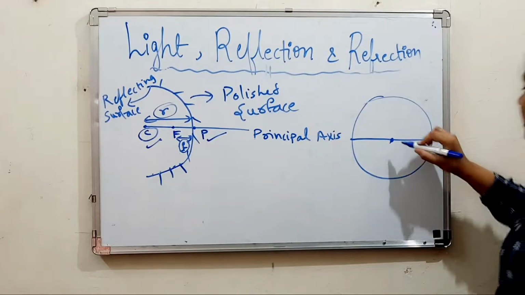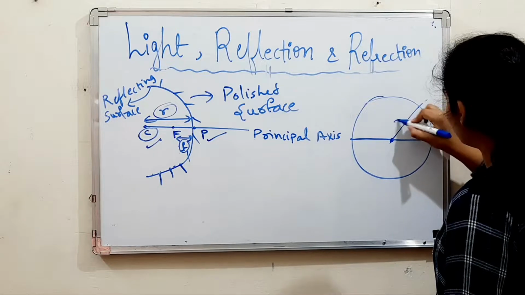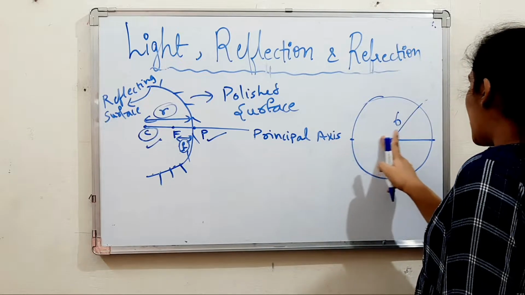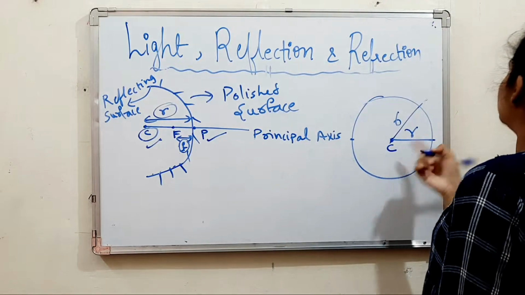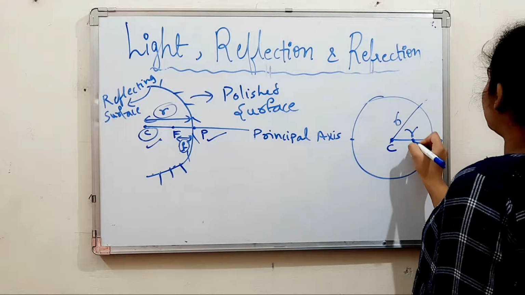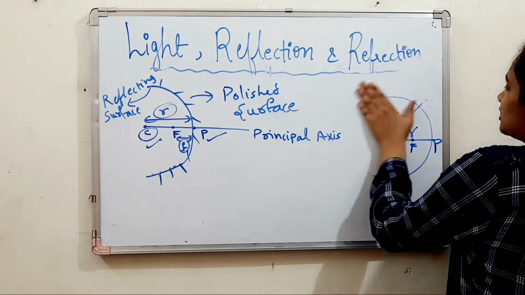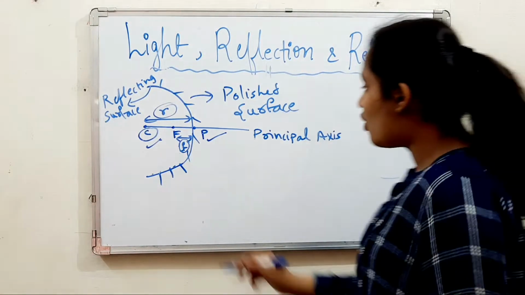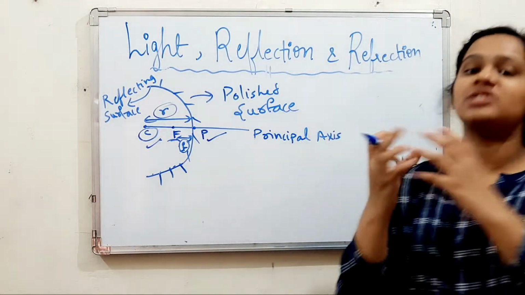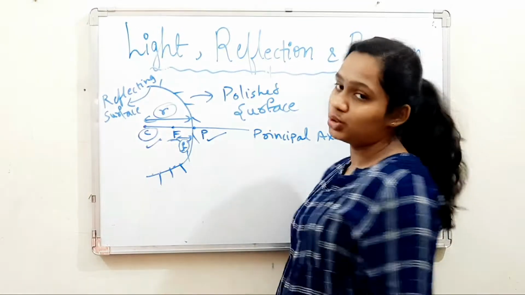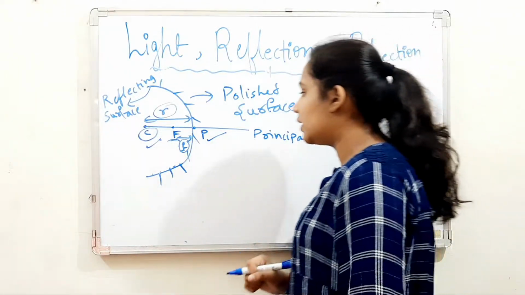Now this diameter के साथ साथ ये क्या होती है? ये होती है radius. अगर आप diameter को half कट लोगे, तो ये क्या बनाएंगे? Radius. So this will be the pole, and here in between we have the focus. Now what is F? What is focus? Focus is nothing but a point where all the reflected rays meet or they appear to meet. That is focus.